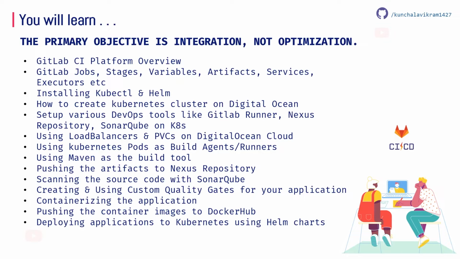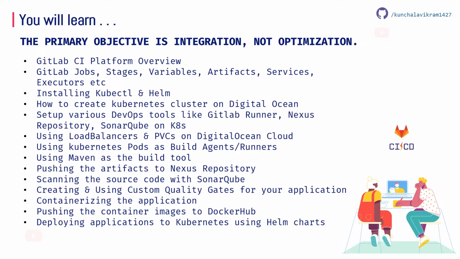So the initial part of the video covers how to complete this whole CI/CD platform using the shared runners provided by GitLab. But towards the end, we'll also see how to create our own GitLab runner on the same DigitalOcean Kubernetes platform and run our jobs inside Kubernetes pods. I'll also help you understand how to use Kubernetes load balancers and PVCs on DigitalOcean cloud. So of course, these are also similar to other cloud platforms.